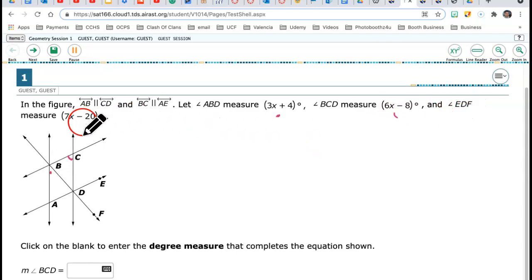EDF, here in the bottom, this angle, EDF is 7x minus 20. All right, so what's the idea? What do we need to do? Again, all these lines are parallel to each other. That's the only thing that they're saying. Remember all the names: alternate interior angles, corresponding angles. I'll link a video underneath.